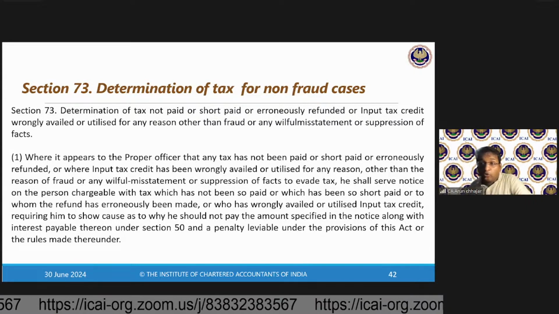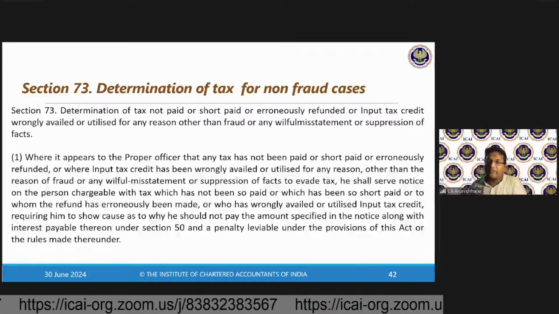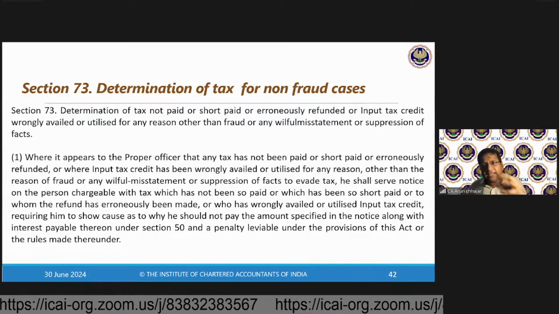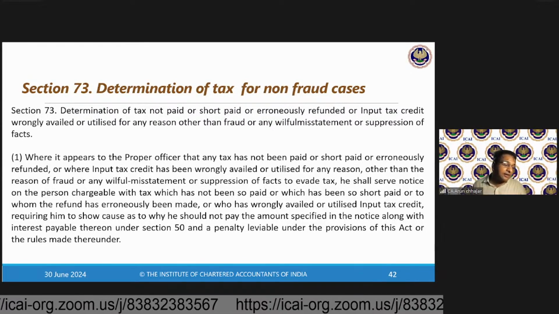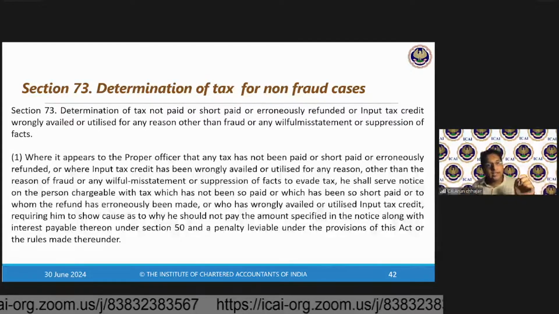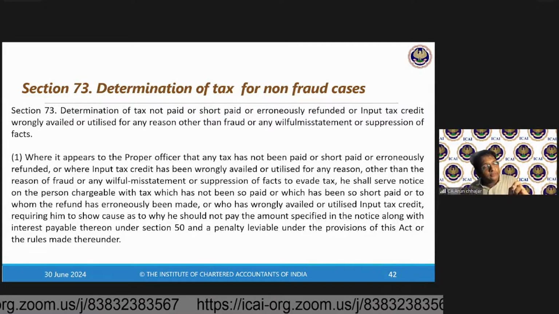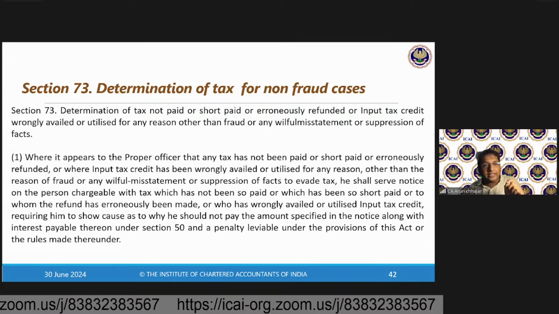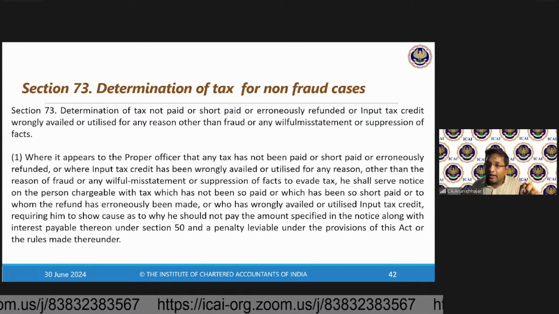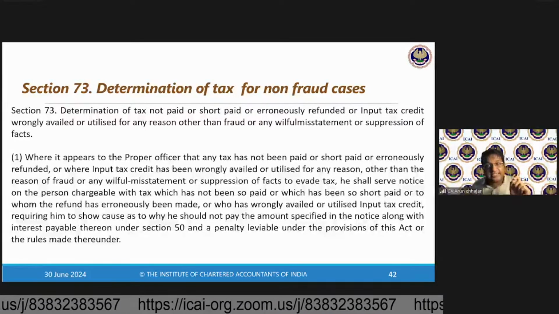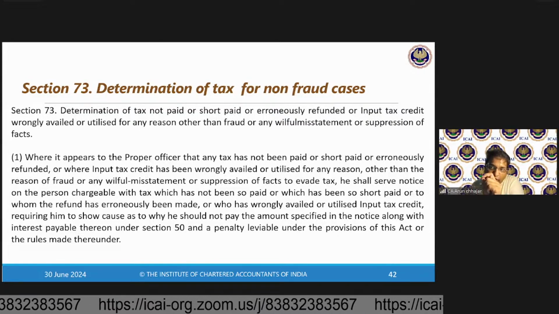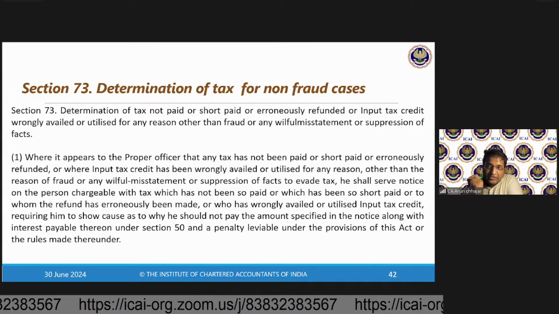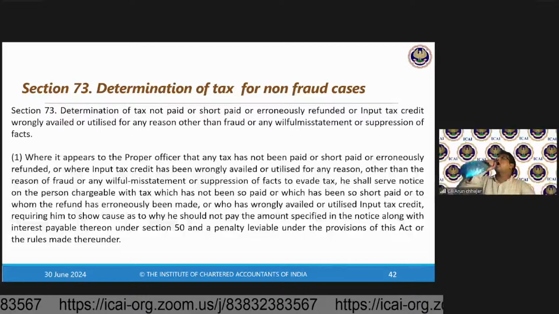So out of these five, if there is any non-compliance or any short tax paid, etc., in that case the determination of the tax, interest, and penalty will be done by the officer under section 73 if it is a non-fraud case. And if it is a fraud case, then the determination will be done under section 74.